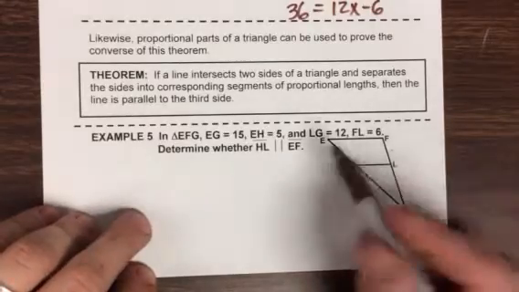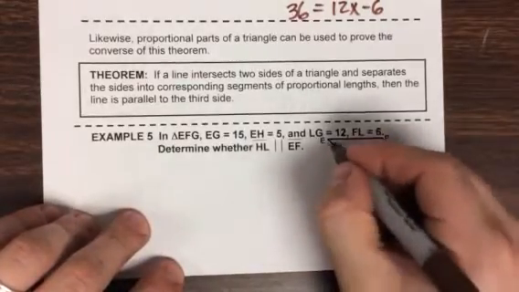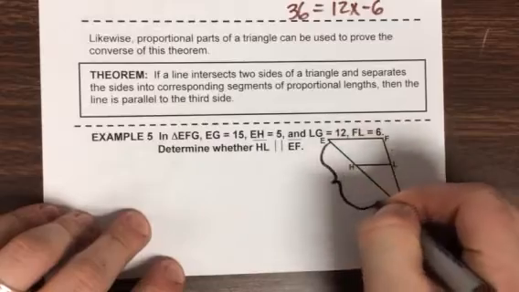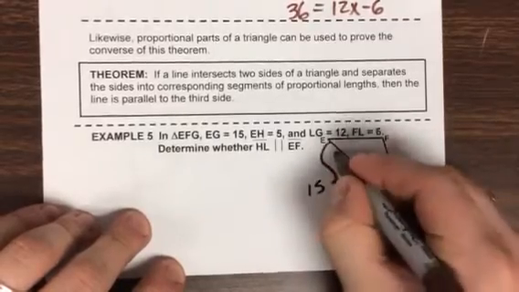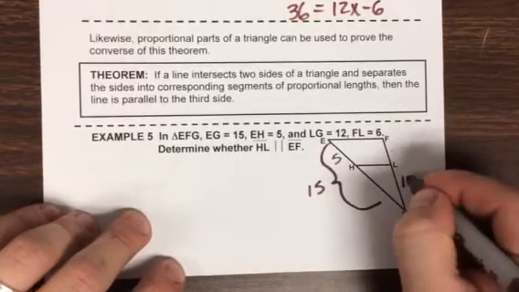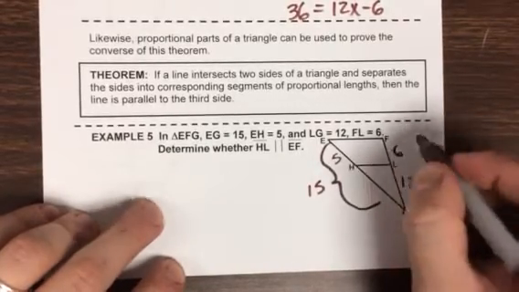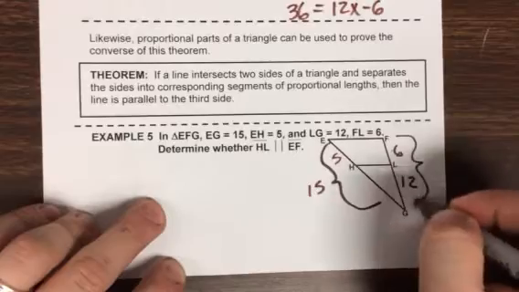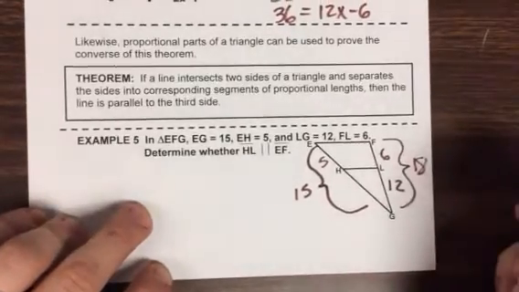So, looking at it, EG is 15, EH is 5, LG is 12, and FL is 6. Well, that makes this whole piece over here 18.